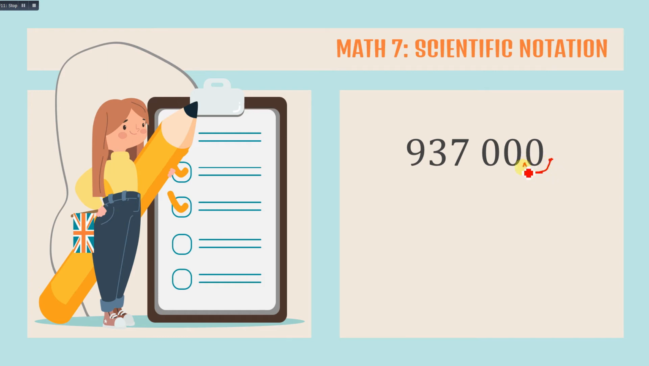1, 2, 3, 4, and 5. That's why we put or insert 0 here in between 9 and 3. And again, there should always be one digit to the left of the decimal point to get out all the factors of 10. Okay, and the answer would be 9.37 times 10 to the 5th power.